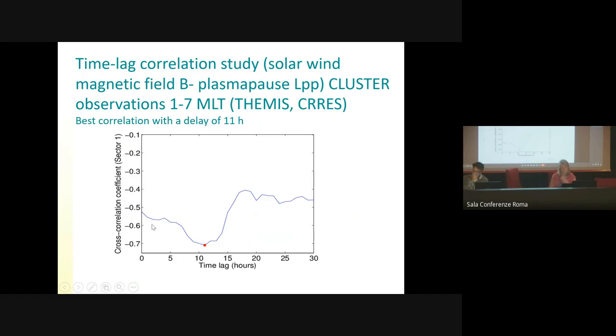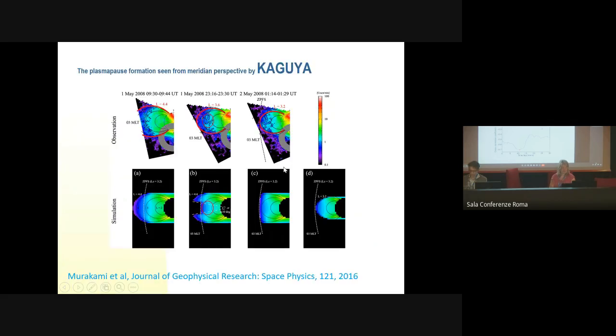And here you can see the correlation study, where you can see this time lag. We calculate the correlation for all the time lags possible during the 30 previous hours, and for each MLT, the lag is increased when you consider increased MLT sectors. That was made not only with Cluster but also with THEMIS, CRESST, and many other spacecraft.